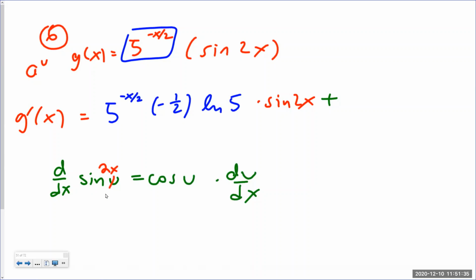I don't want the derivative of sine u. I want the derivative of sine 2x, okay? So I'm going to change this u to 2x, and this is the derivative of 2x. What is the derivative of 2x? 2. So this answer is 2 cosine 2x. So here we go. Derivative of the first times the second plus derivative of the second, and don't forget, times the first. Okay, and this is pretty much your answer.